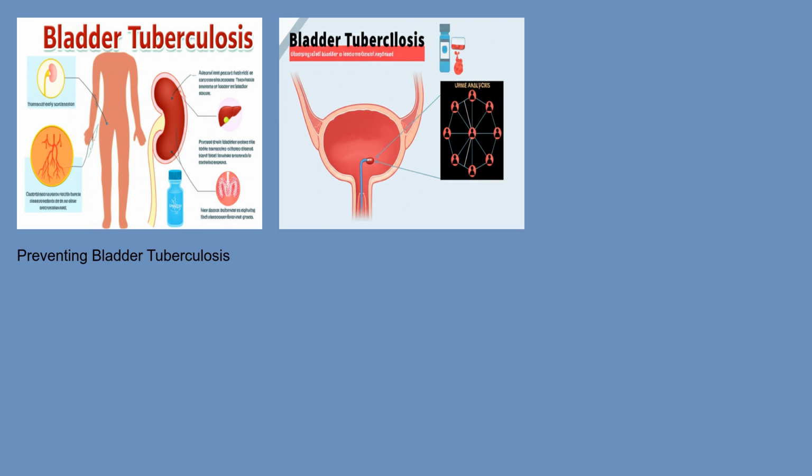Preventing bladder tuberculosis relies heavily on controlling the spread of tuberculosis in general. This includes early detection and treatment of pulmonary tuberculosis, as well as BCG vaccination in areas where tuberculosis is endemic. Individuals who are at high risk of contracting tuberculosis, such as healthcare workers and those living in close contact with infected individuals, should undergo regular screening. Prompt treatment of latent tuberculosis infection can also help prevent the development of active disease, including bladder tuberculosis.